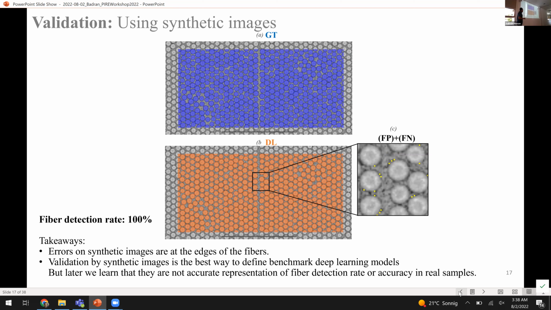But validation by synthetic images, as a material scientist, is really the best way to benchmark algorithms. So if you have different deep learning models, then you can compare them with different synthetic images. But later we learned that they're not really an accurate representation of fiber detection, from what we saw in the previous method.